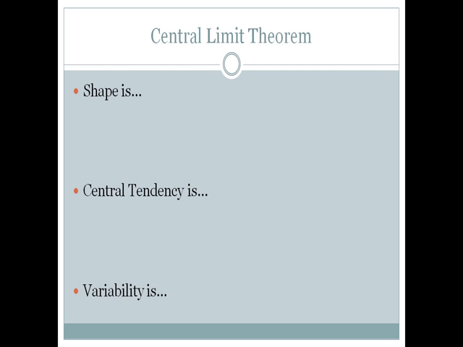Now, you can look that definition up in your book. It's in chapter 7, and I hope that you do take a look at this section in this chapter. But more importantly than that definition is what that definition means for a distribution of sample means. So that's what we're going to be going over in this video. You need to be able to answer these 3 questions about a distribution of sample means. All of these 3 questions follow from the central limit theorem. The shape is what? The central tendency is what? And the variability is what?